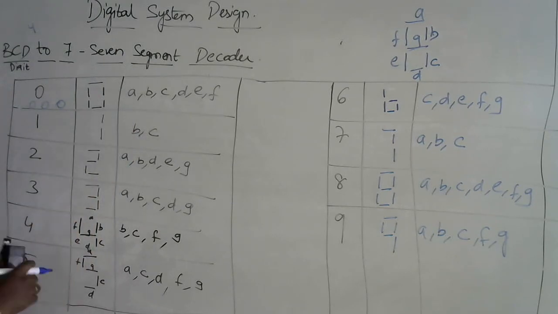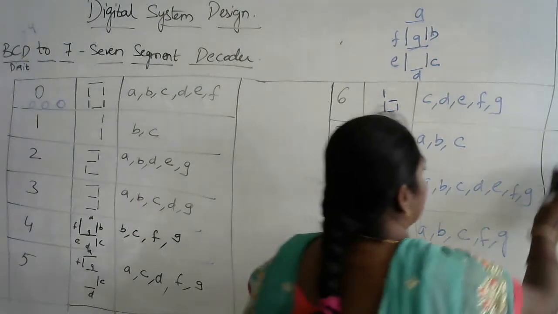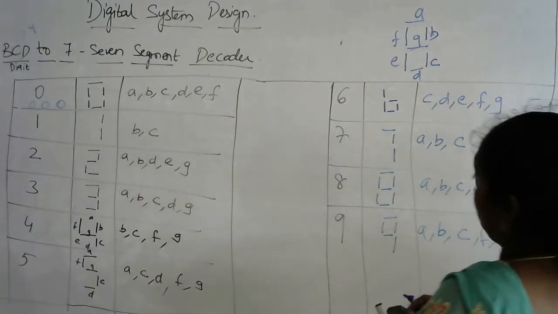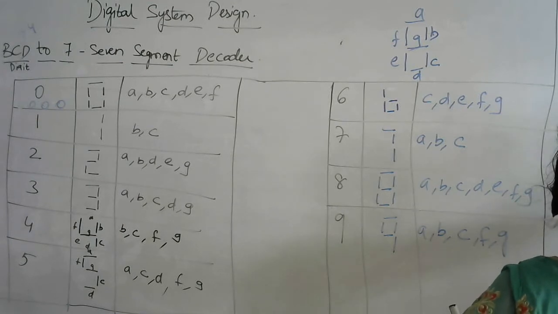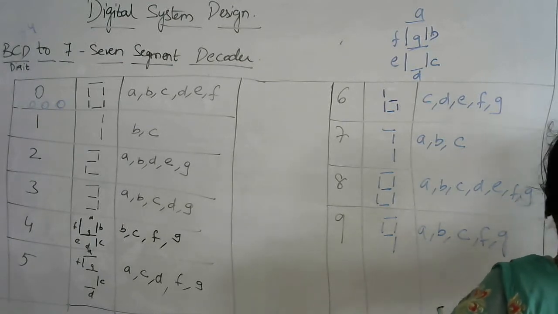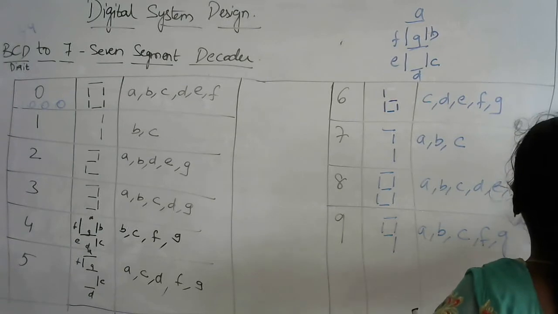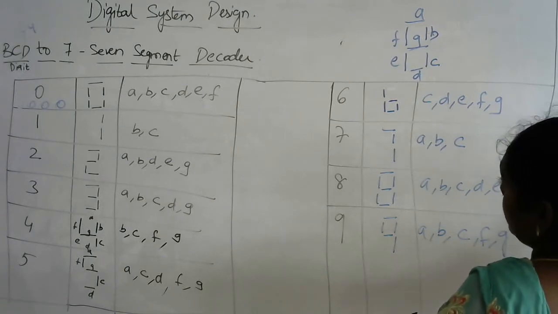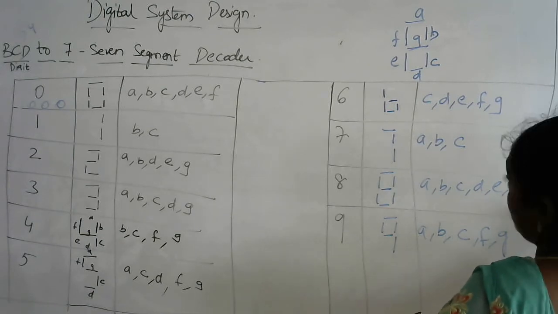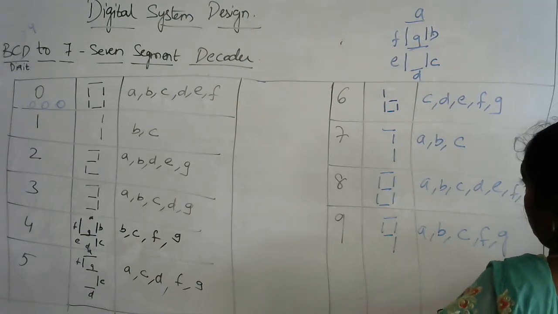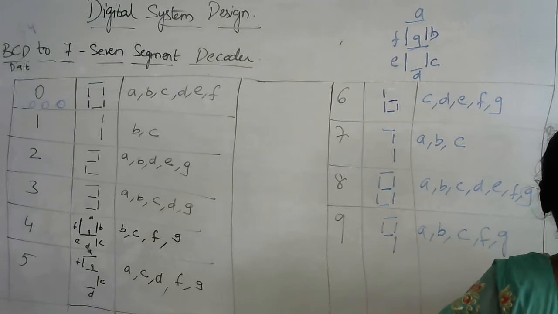So I'll write down these values to the other side so that it will be easy for me to write down the truth table. For 0: A, B, C, D, E, F. For 1: B, C. For 2: A, B, D, E, G. For 3: A, B, C, D, G.